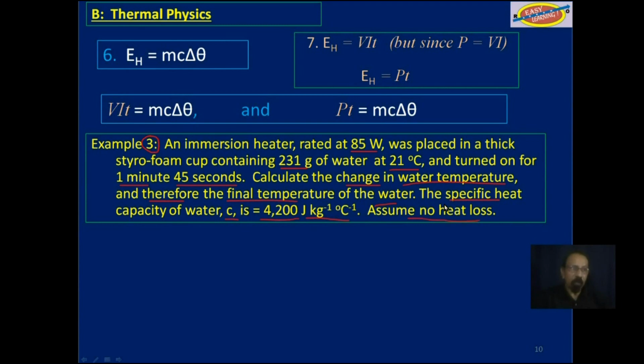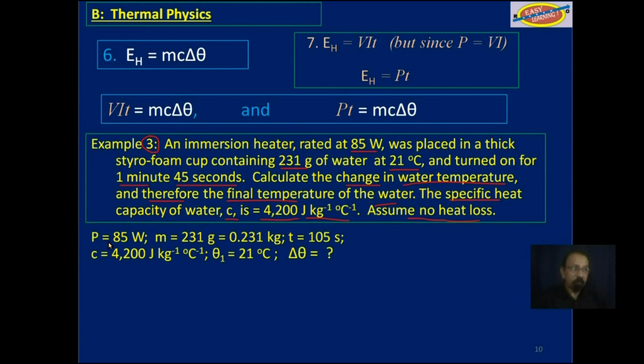Assume no heat loss. So first of all, we write what we are given. We know that the power is 85 watts. We know that the mass is 231 grams, which we need to convert to kilograms. We know that the time is 1 minute 45 seconds, which we need to convert to seconds. We know the specific heat capacity of the water. We also know the original temperature of the water as 21 degrees Celsius. So now we will calculate the change in temperature. How much did the temperature increase? And then once we get that, we will add it to the original temperature to find the final temperature of the water.